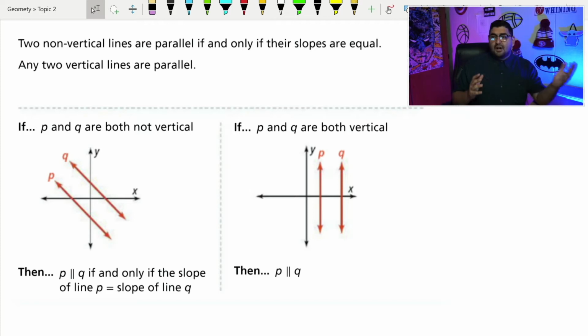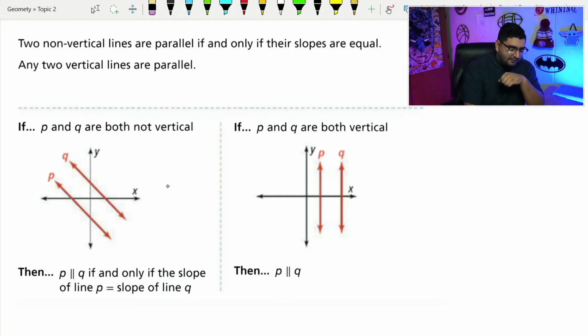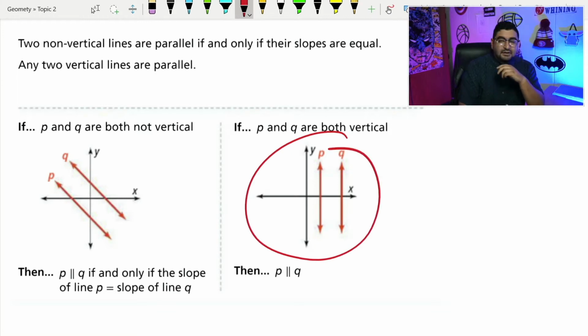So if they're not vertical lines, kind of like these, the only way we can prove that they're parallel would be to find their slopes and show that they have the same slope. If we can do this, we know that those lines are parallel. If we have two vertical lines, we don't really need to do any work. We know those are parallel, okay? If we have two lines that are exactly vertical, we know that those lines are in fact parallel.